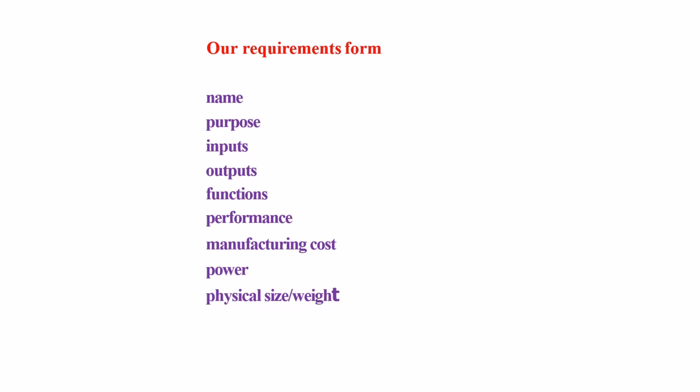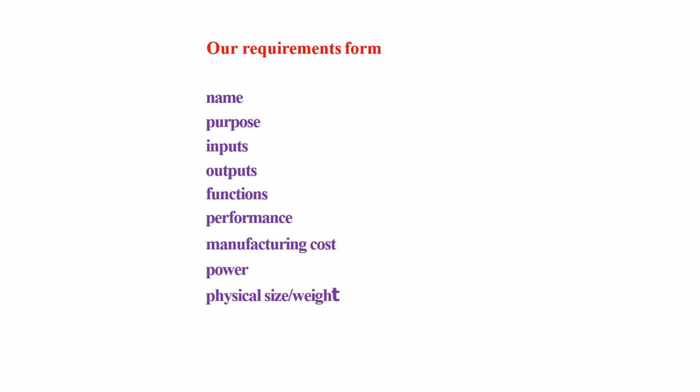Then the types of I/O devices. We can say whether it is a button, or an analog to digital converter, or whether we are giving an output display, or only sound. So these are all things you have to collect from the customer. Then the function. This is a more detailed description of the system.